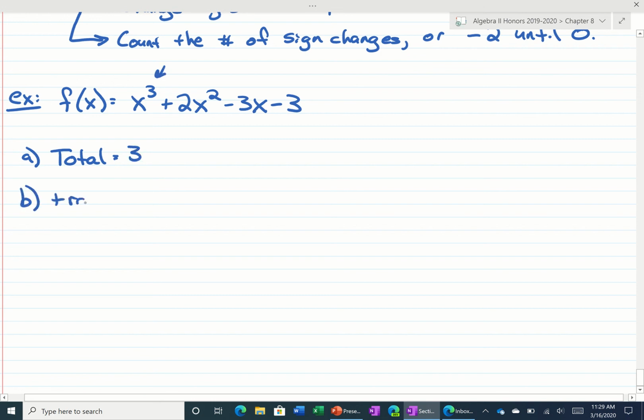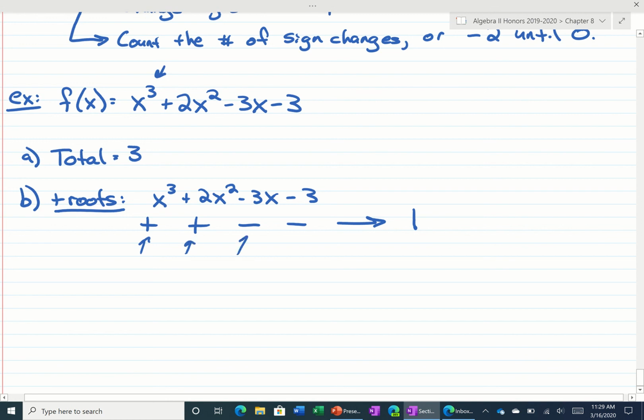The way we figure out the number of positive roots is we count the number of sign changes. So x to the third plus 2x squared minus 3x minus 3. This is a positive term. So is this. This is negative, this is negative. So it looks like there's one change, reading this from left to right. Whenever I teach this, I always say pretend like it's a mood. In 4 days, I might be in a good mood, bad mood. Well, that's a sign change right there. My mood changed from good to bad.